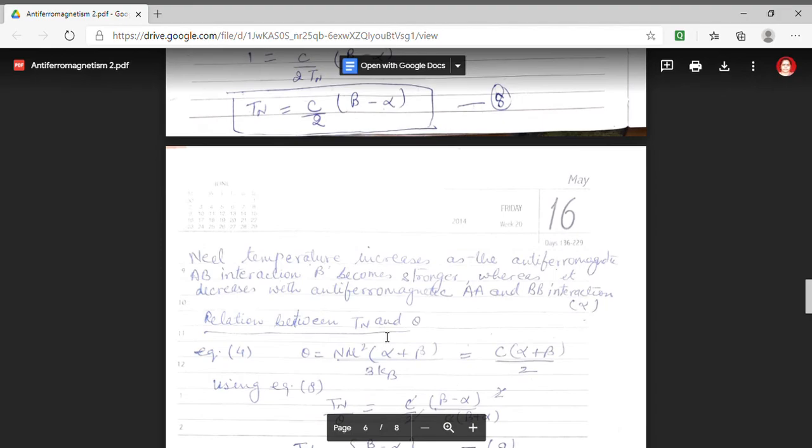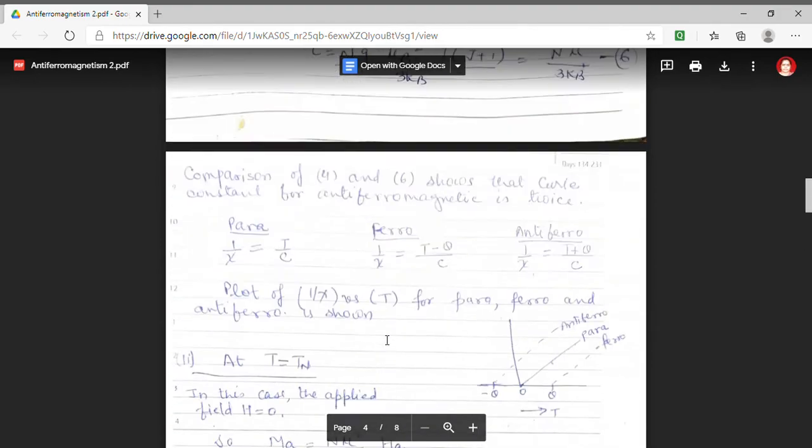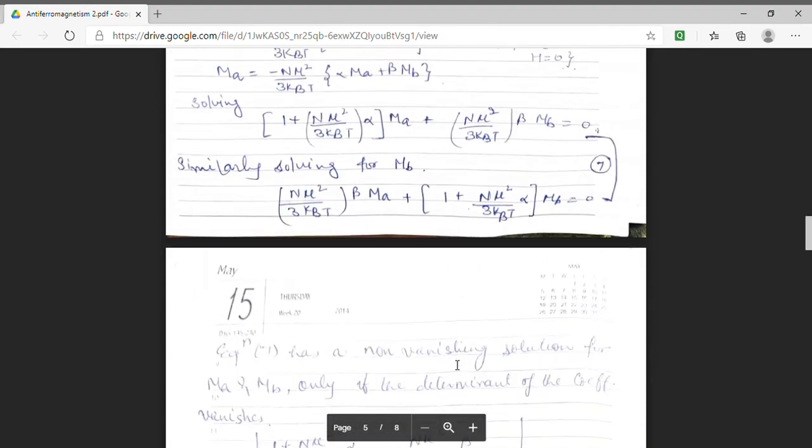We have found the susceptibility to be equal to C upon T plus theta. This was the value of theta, half C alpha plus theta.